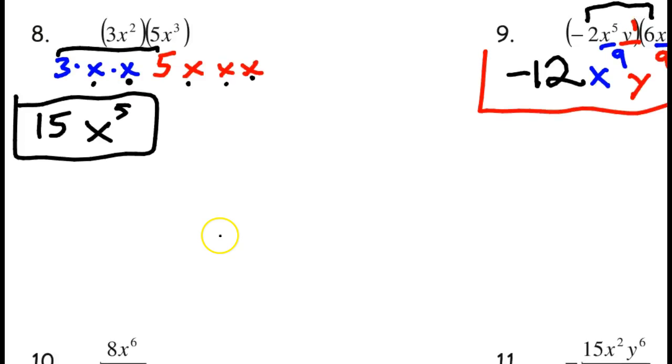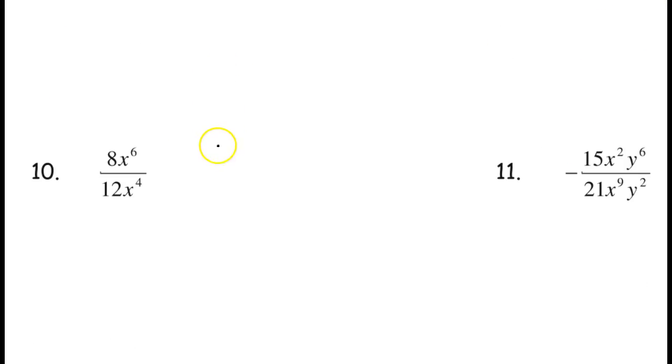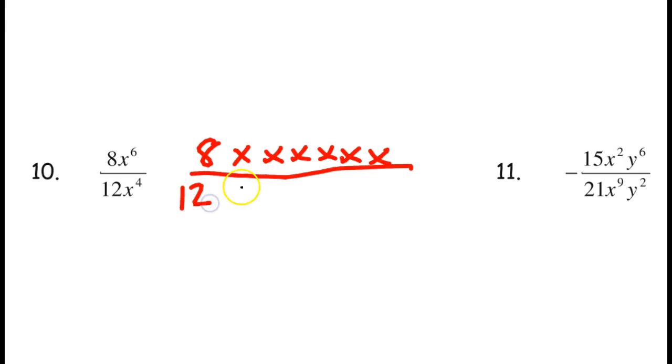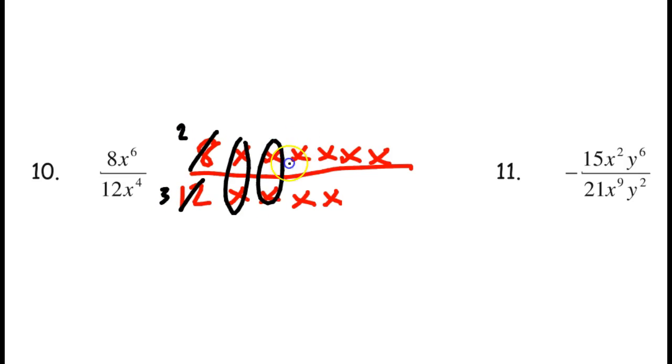A few more. Let's just do division. Okay, you can always write it out. So we have 8 with 1, 2, 3, 4, 5, 6 x's. And then on the bottom you have 12 with 1, 2, 3, 4 x's. And just see what cancels out. So for the numbers, like 2 or 4 goes into both. So that divided by 4 is 2. This divided by 4 is 3. And you have 1, 2, 3, 4 sets of x's that cancel out and equal 1.